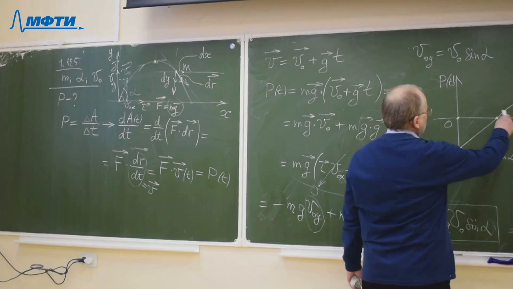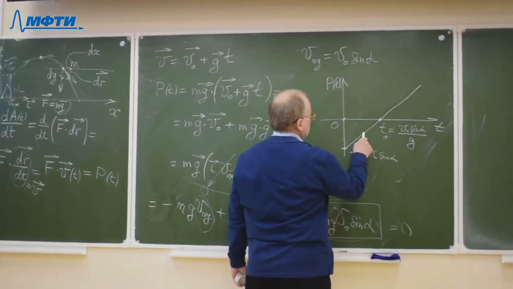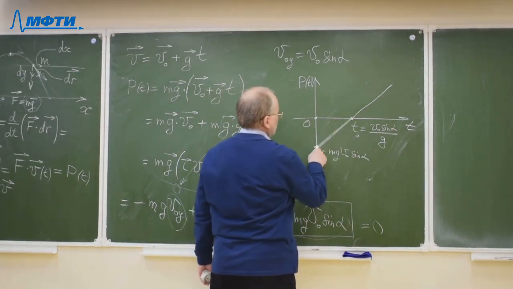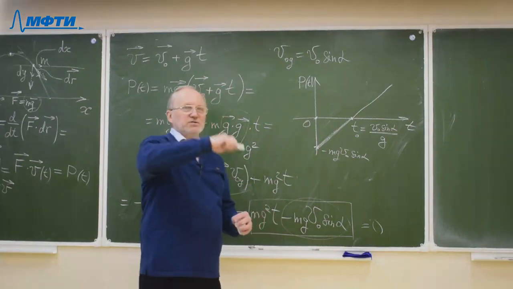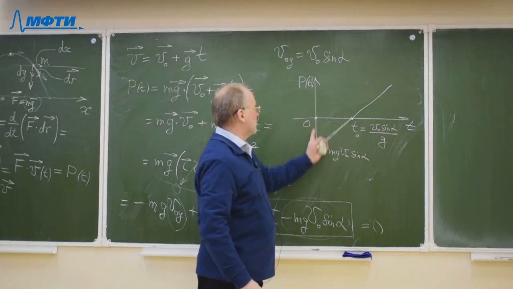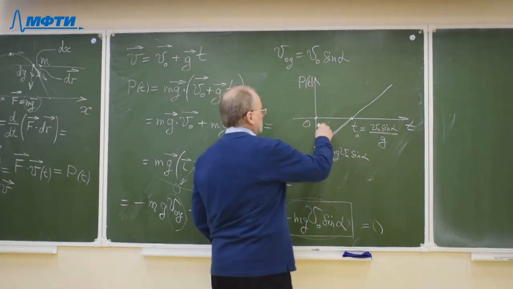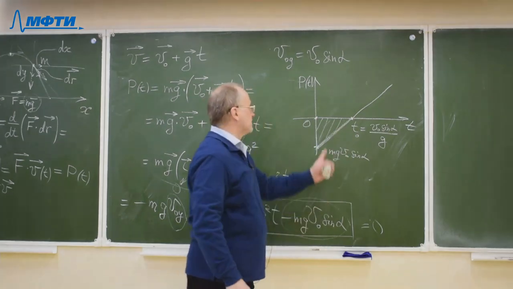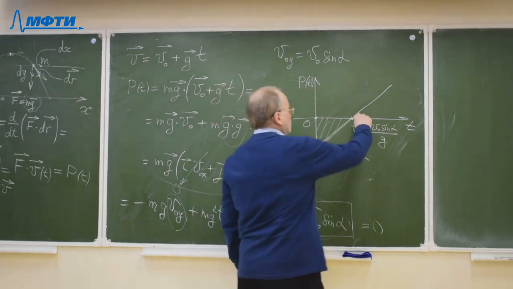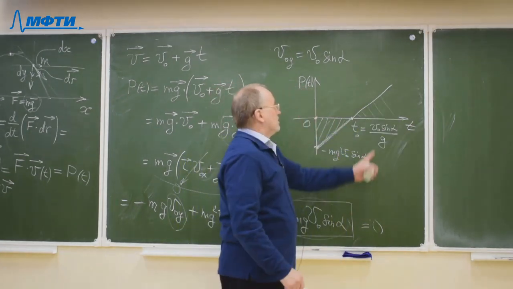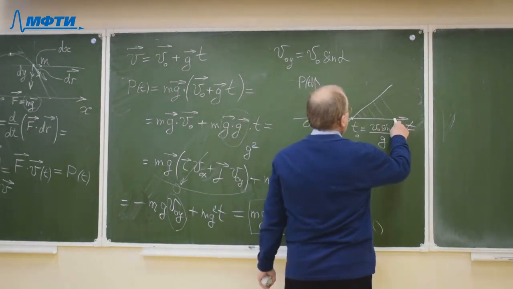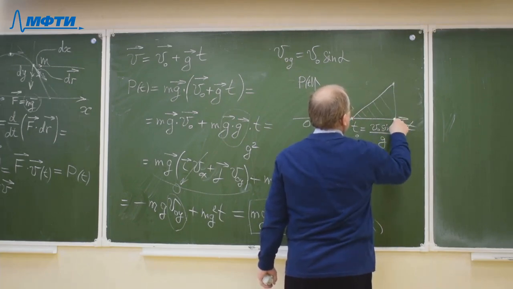And then the body will fall down. This is the section of the body motion when the body goes up. If the body goes up and the force of gravity is directed downward, then the work performed is negative and the power is negative. That's what we observe here. And here, when the body goes down, the work performed by the force of gravity is positive and the power is positive. Then, at some moment in time, the body will reach the ground.